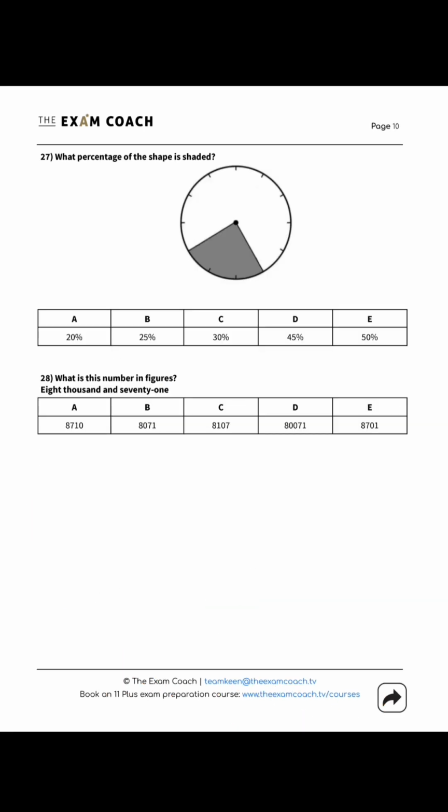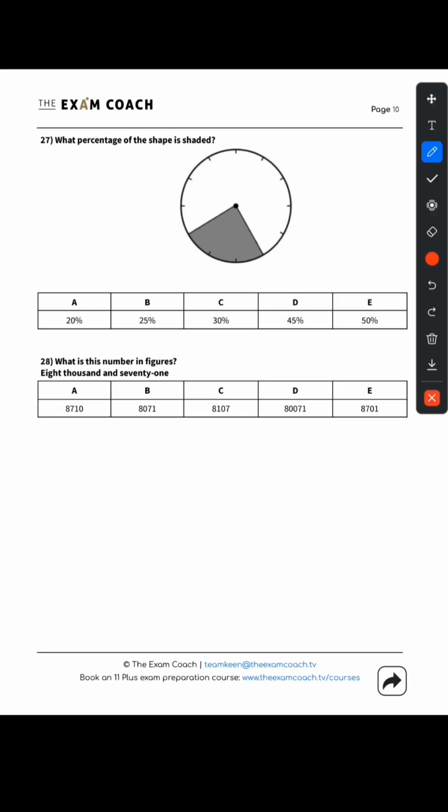Moving on. What percentage of the shape is shaded? We need to find out what percentage of the shape is shaded. First thing to do is find out what fraction of the shape is shaded. Let's say this is our starting point. Let's see how many spaces it is divided into. 1, 2, 3, 4, 5, 6, 7, 8, 9, 10, 11, 12. So it has 12 divisions. And how many are shaded? 1, 2, 3. So that means 3 out of 12 is shaded.